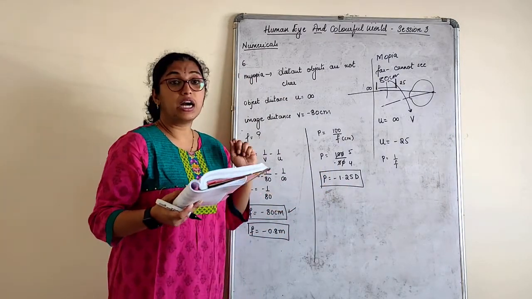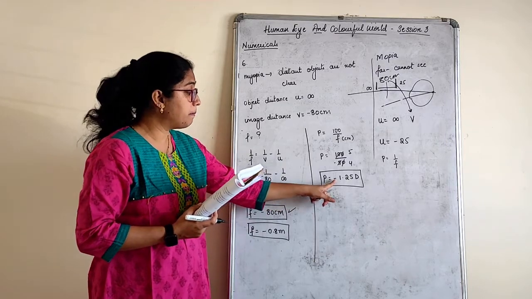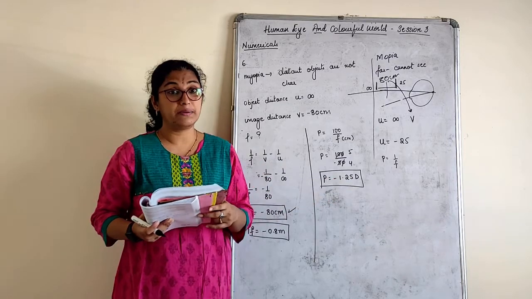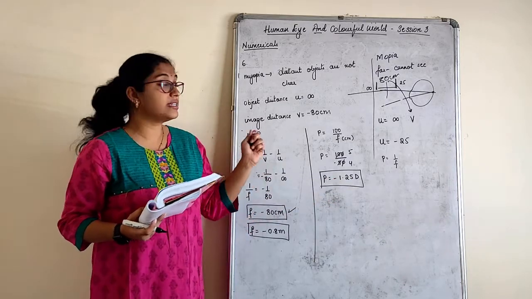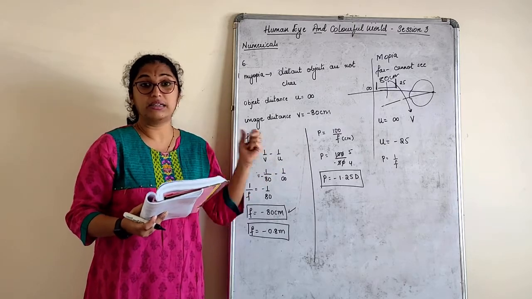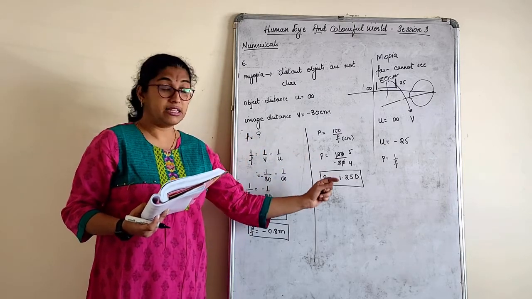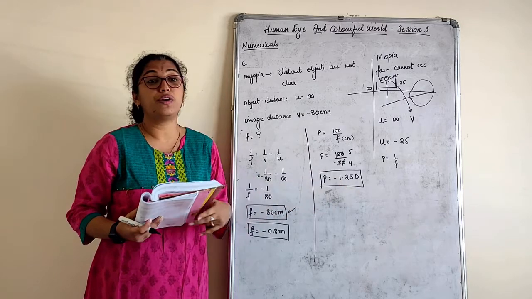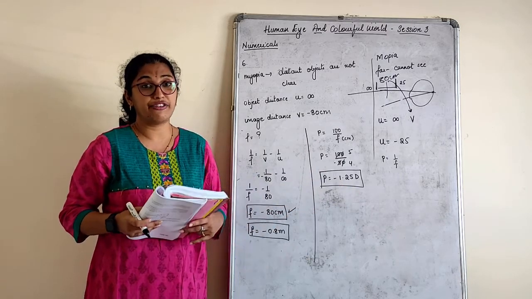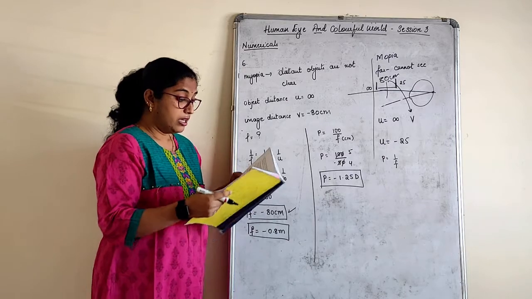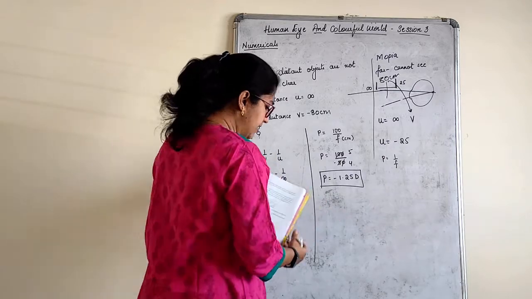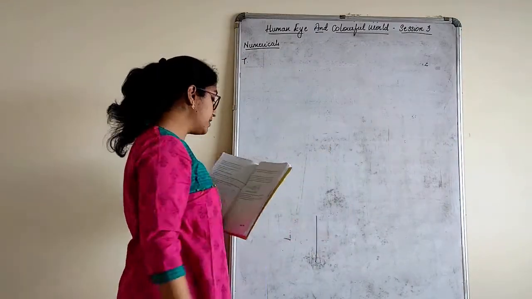Give the conclusion: a concave lens of power minus 1.25 diopter is used to correct his defect. Very clear? The conclusion is a must. And now the last sum. We'll start with the seventh numerical.